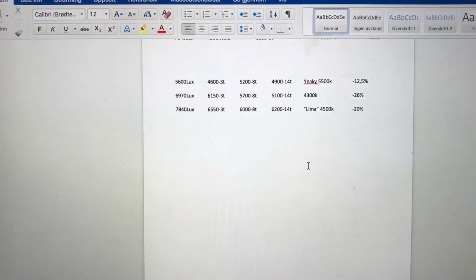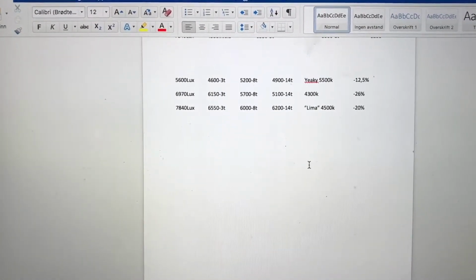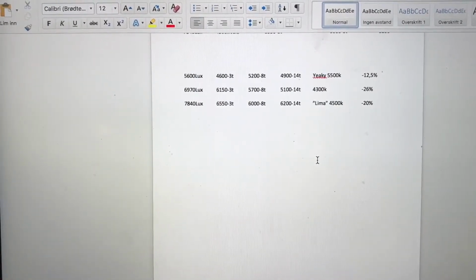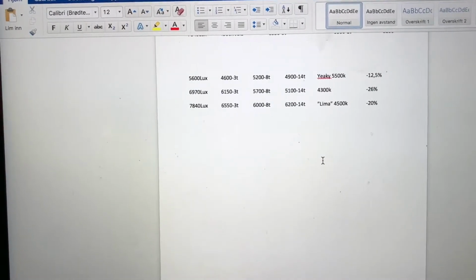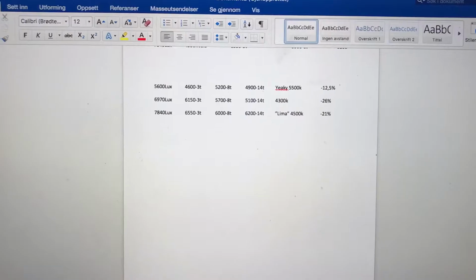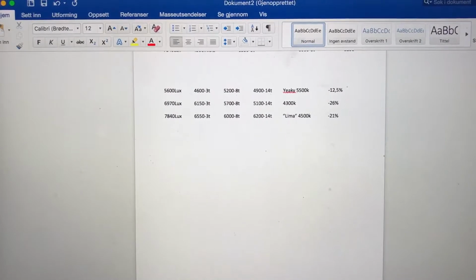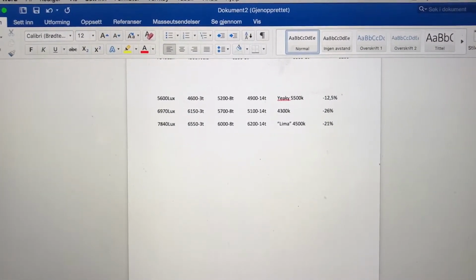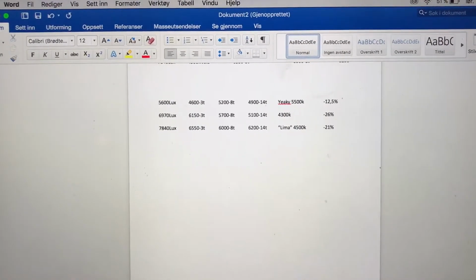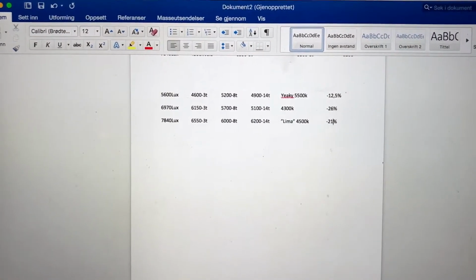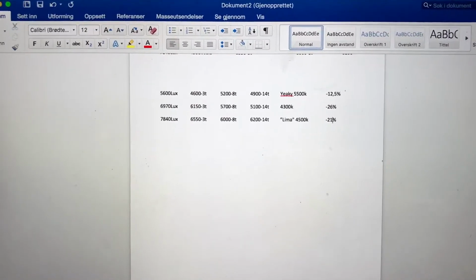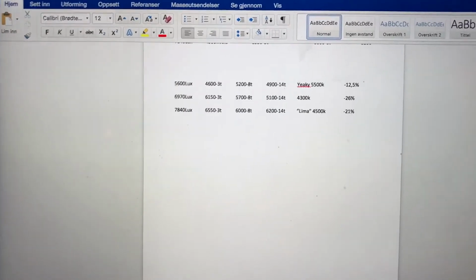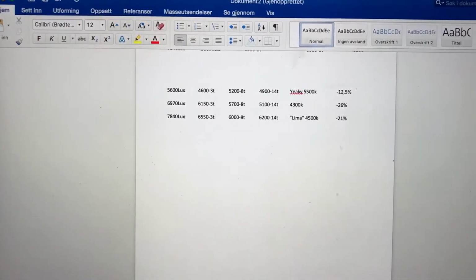And then we have the supposedly Lima Star, which was the best at the first reading. It started out at 7,840 lux, and in the last test it was down to 6,200 lux. So that was a decrease of, how much is that? 1,640 lux, I believe, if I'm not stupid right now. But yeah, it was a decrease of 21%.